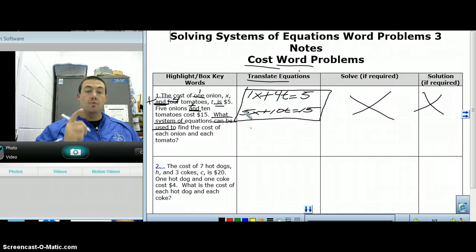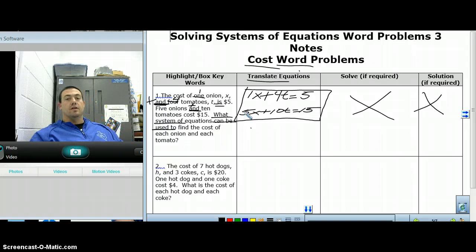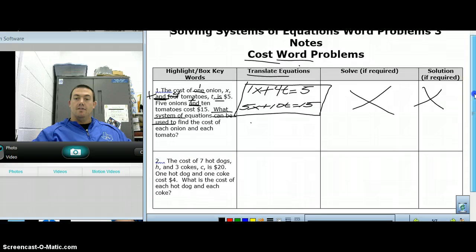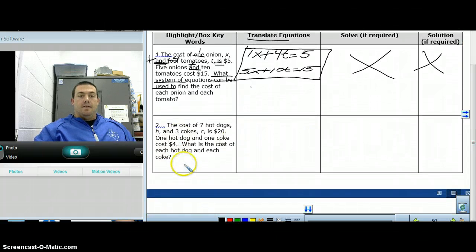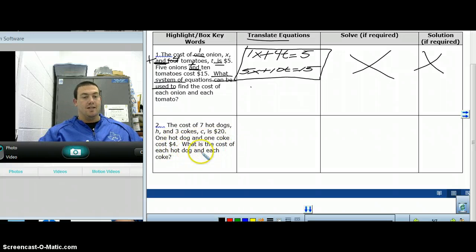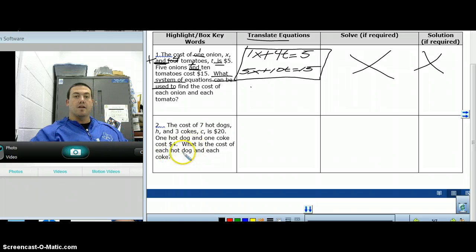All right. Now you will have some problems that ask you to solve. Example number 2 is a prime example for that one. So let's look at that. I'm going to move this down a little bit. Number 2 says the cost of 7 hot dogs and 3 Cokes is $20. 1 hot dog and 1 Coke is $4. What's the cost of each hot dog and each Coke? This one actually wants us to figure it out. Okay, so let's do that.